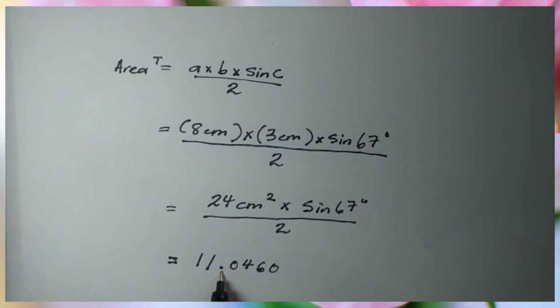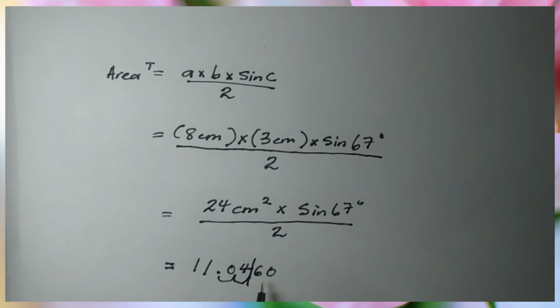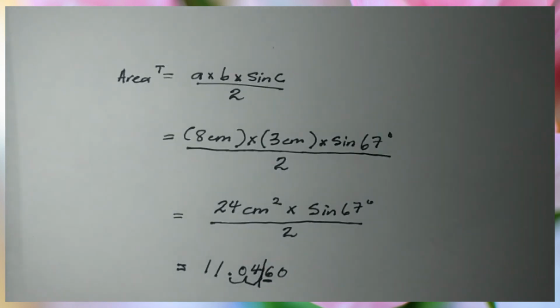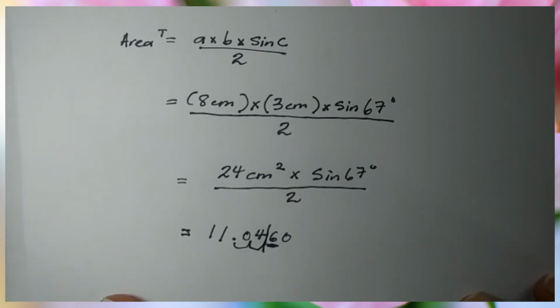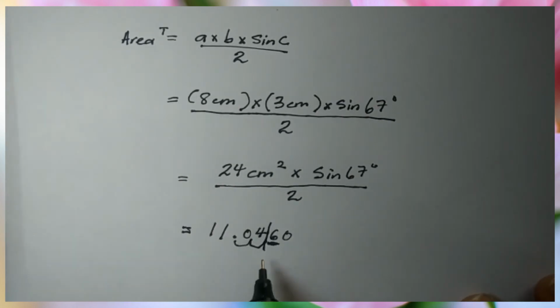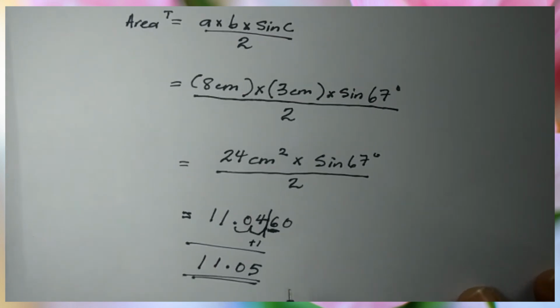If I'm rounding this to 2 decimal places, I look for 2 digits after the decimal point, which would be 1, 2, and then I look at the next number. I have to assess if it's 5 or more, or if it's less than 5. 6 is greater than 5, right? So I'm going to add 1 to the digit that comes exactly before. 4 plus 1 is 5, and I keep all the other digits. So the area of my triangle is 11.05 centimeters squared to 2 decimal places. And as simple as that.